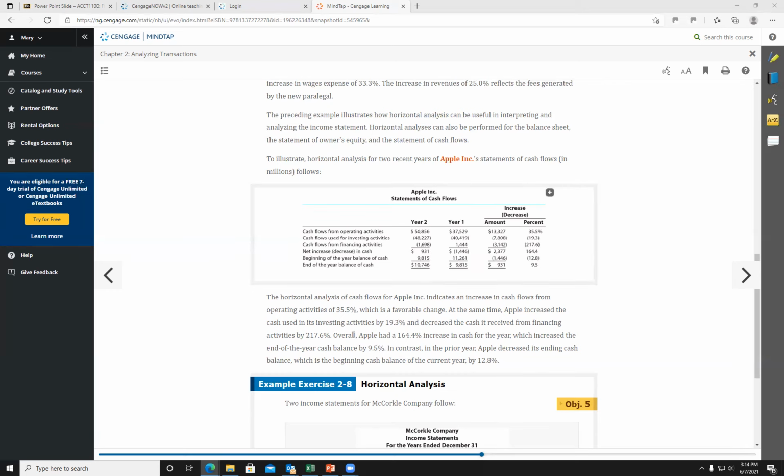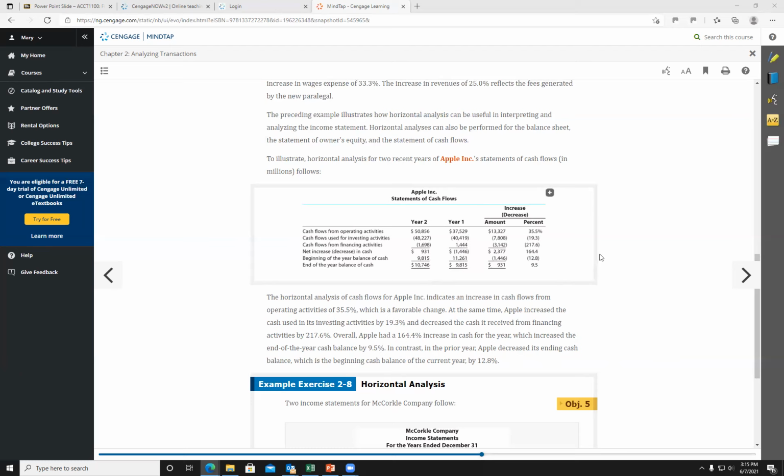So overall, Apple had a 164% increase in cash for the year, which increased the end of year cash balance by 9.5%. And you can look here and see how all those numbers were calculated and how that can be used to determine how healthy the business is operating.